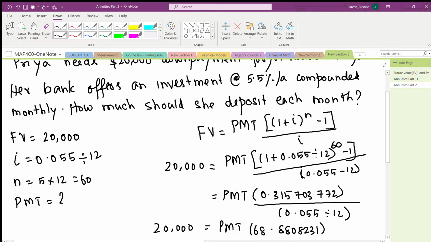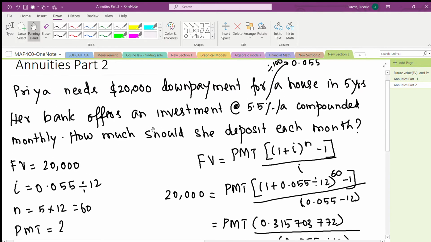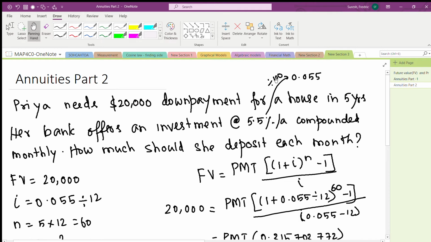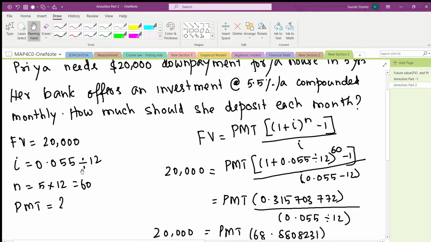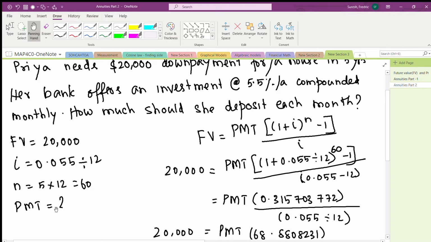So the money in the future, FV, needed is 20,000. The interest rate is 5.5%, divided by 100, so you get 0.055. And because it's compounded monthly, you need to divide that by 12. The N is 5 years multiplied by 12, which is 60. So the calculations are going to be made over 60 months. How much does she need to pay every month?